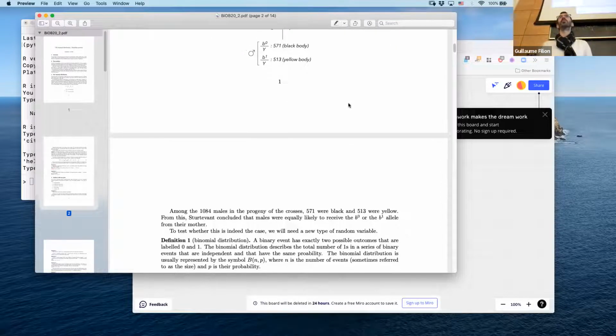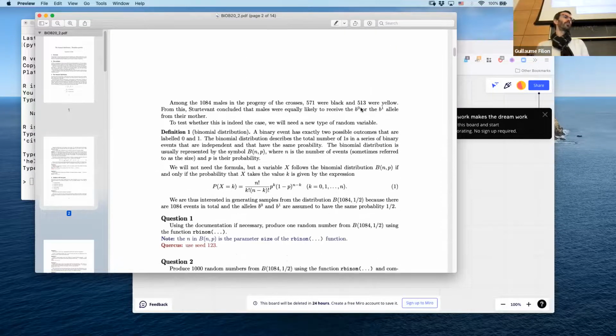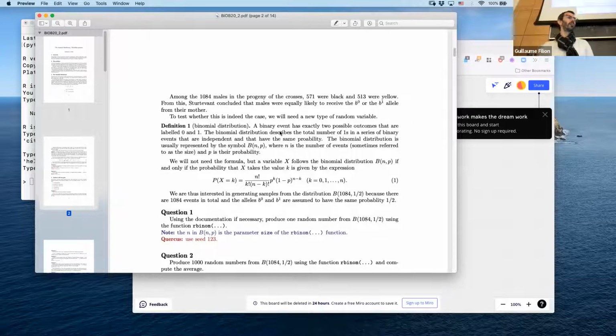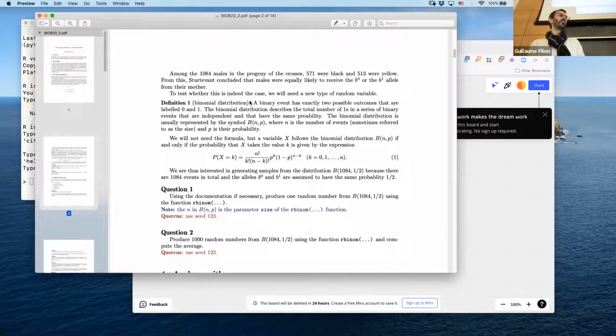But are they now statistically different or not? That's a different question. To test whether this is indeed the case, we will need a new type of random variable. Last time we've seen that we can just shuffle things around. And this time we're going to go one step further and use the binomial distribution.